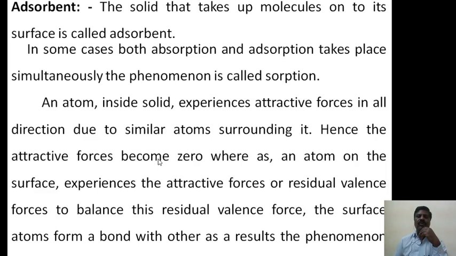Therefore, that molecule undergoes a pressure, and the attractive force is not neutral. Therefore, attraction takes place at the surface with bonds, and adsorption takes place. This is called the adsorption phenomenon.